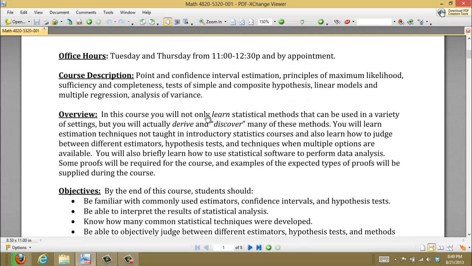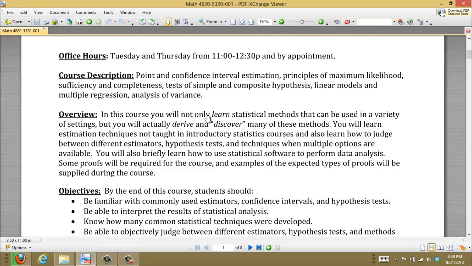So perhaps one way of describing how this course is different from an introductory statistics course is that you're not only going to learn statistical methods, but you're actually going to learn how to derive or actually discover many of these methods. So it's not just, here's what you do when presented with this kind of problem. It's, why do you want to use this method, or how can we come up with a method in order to tackle this particular situation?